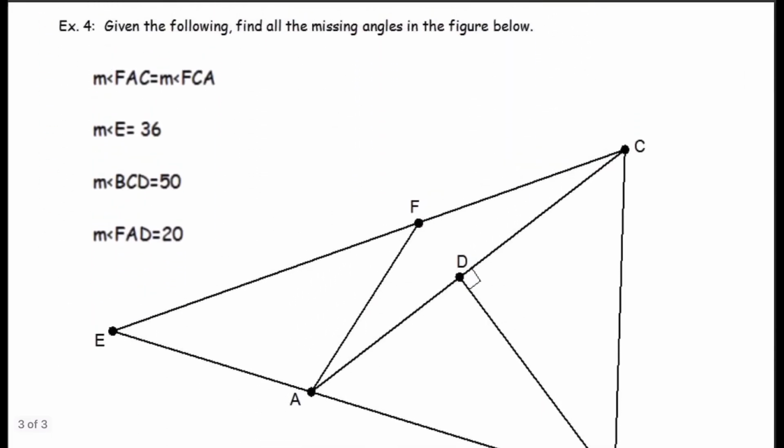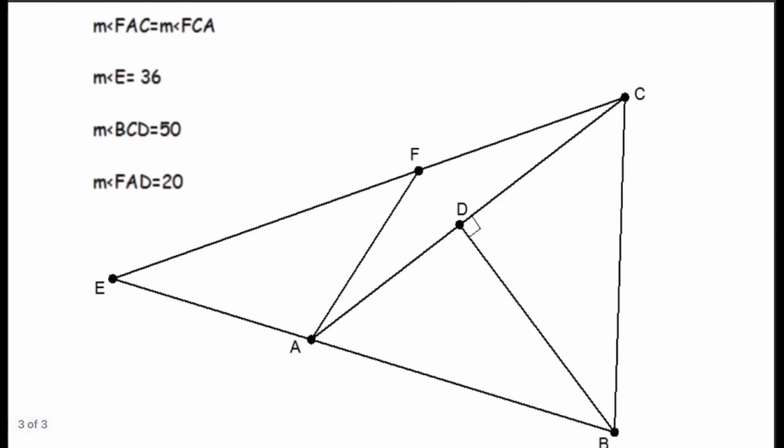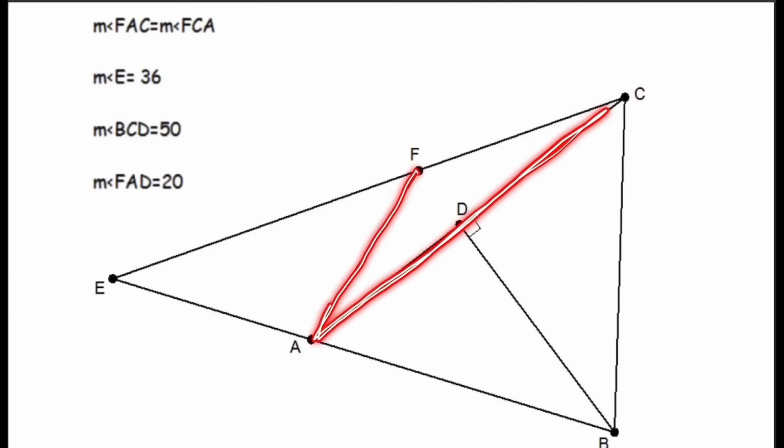Last diagram. It says, given the following, find all the missing angles in the figure below. So here it says, measure of angle FAC, FAC is this angle here, is equal to FCA. So those two angles are equal. Let's put arc marks on them. This angle and that angle are equal. Measure of angle E is 36 degrees.